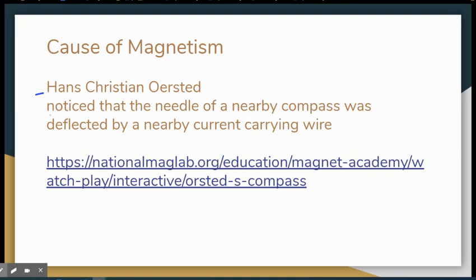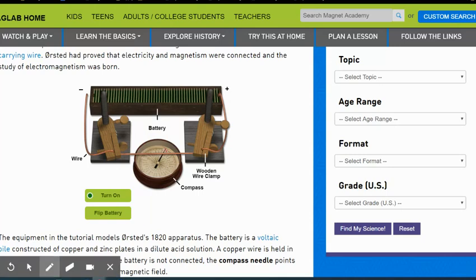And he stumbled across this when he noticed that the needle of a compass can be deflected by a current carrying wire. Let me show you what I mean. This is a simulation that kind of shows you what Oersted did in his experiment. He had a current carrying wire. Well, right now it's not carrying a current, but he had this wire that went through this region. I'll highlight it right in here, in blue. This is the important part.